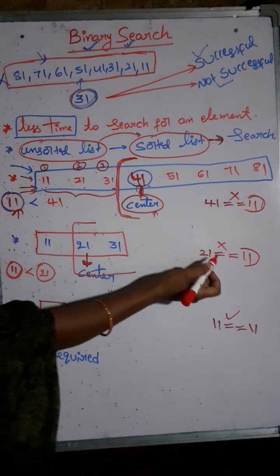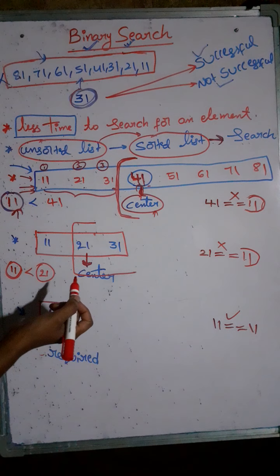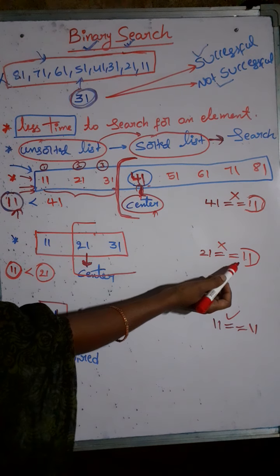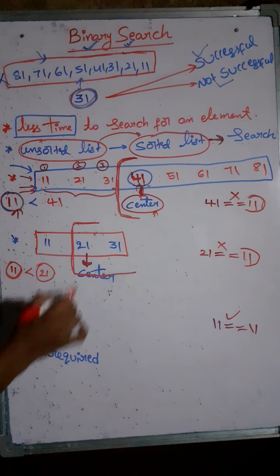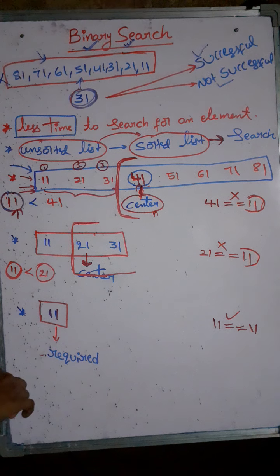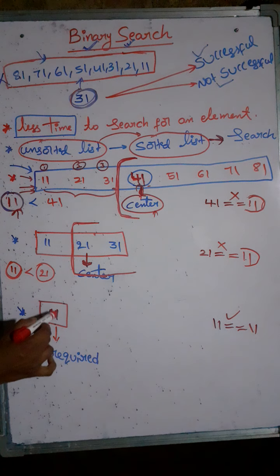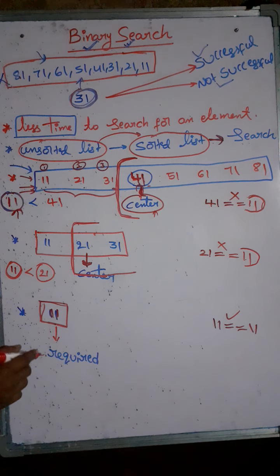Here, 21 is not equal to 11. So, what should we do now? We know that page number 11 will be available in the left side. So, we should not consider the right side part of the textbook. So, we are left with only one page. That is the required page. So, this is the process, and this is the example for binary search.